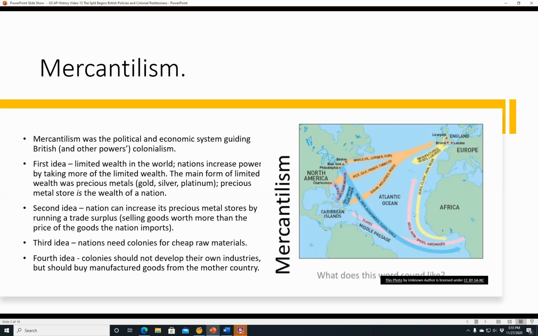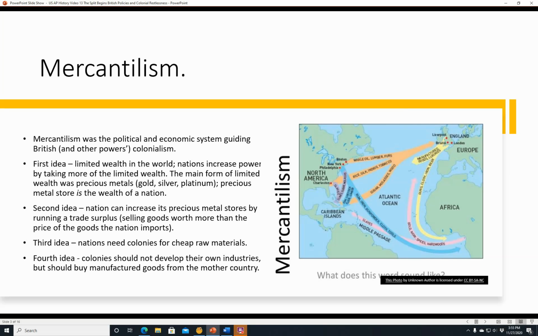Mercantilism. Mercantilism was the political and economic system guiding British and other European powers' colonialism. The first idea is that there's limited wealth in the world and that nations increase their power by taking more of the limited wealth. The main form, if not the only form, of the limited wealth was precious metals, such as gold, silver, platinum. The idea is that the precious metal store is the wealth of the nation. The second idea is that a nation can increase its precious metal stores by running a trade surplus, that is, selling goods worth more than the price of the goods the nation imports.